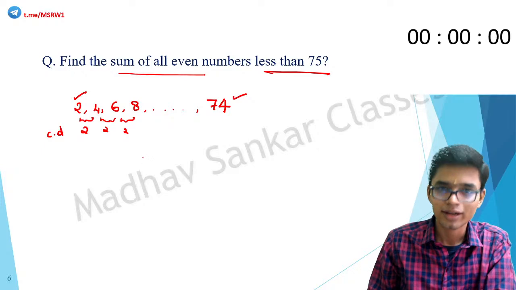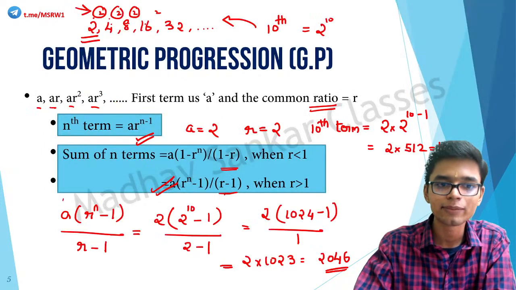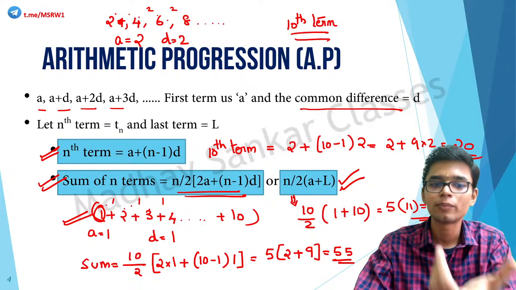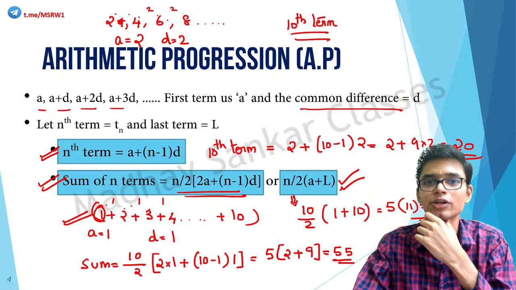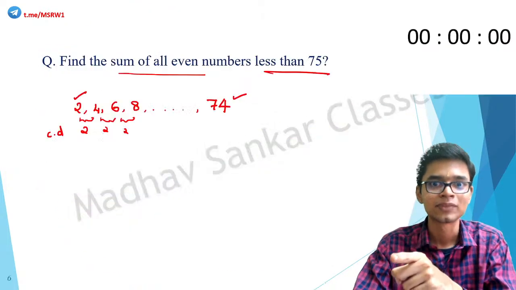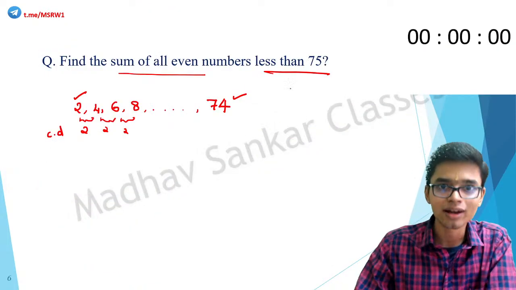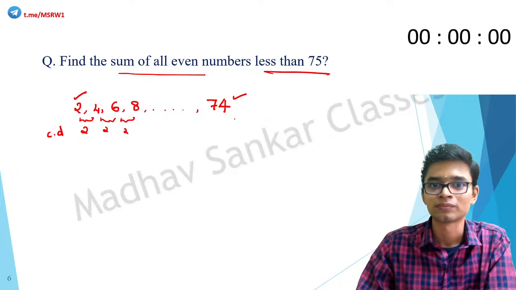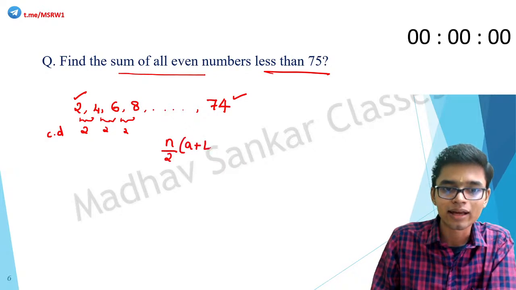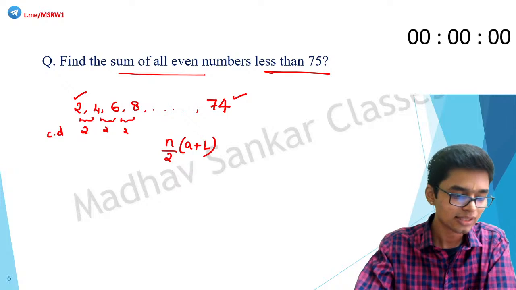So according to the formula for arithmetic progression, in order to find the sum of n terms, what is the formula? n by 2 into 2a plus n minus 1 into d, or n by 2 into a plus l if you know the last term. And in this question, we know the last term, which is 74. So the actual formula is n by 2 into a plus l. We can simply substitute this formula.